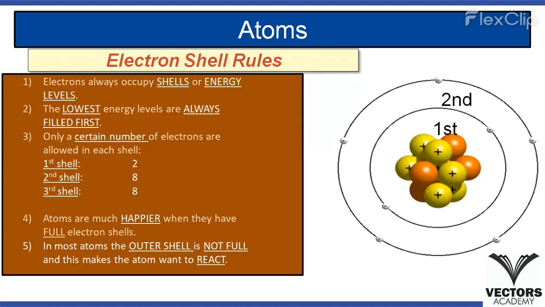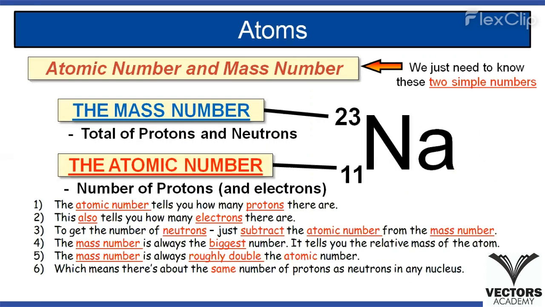Now, electron shell rules. Electrons always occupy shells or energy levels. The lowest energy levels are always filled first. Only a certain number of electrons are allowed in each shell. That means first shell 2, second shell 8, third shell 8. Atoms are happier when they have full electron shells. In most atoms, the outer shell is not full, and this makes the atom want to react.